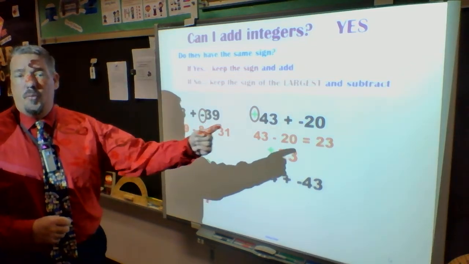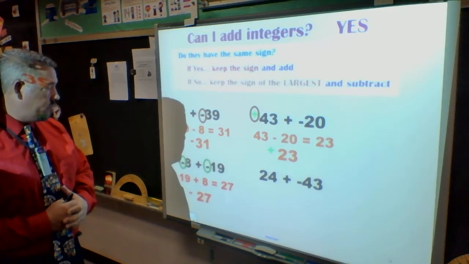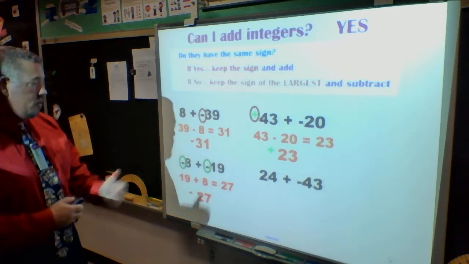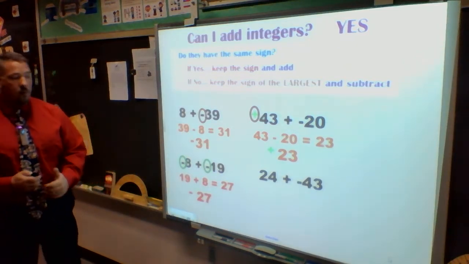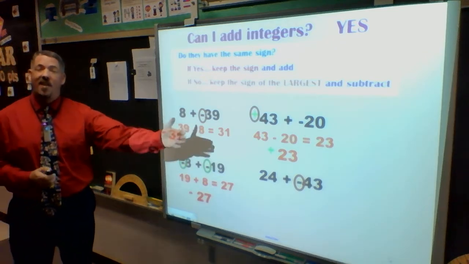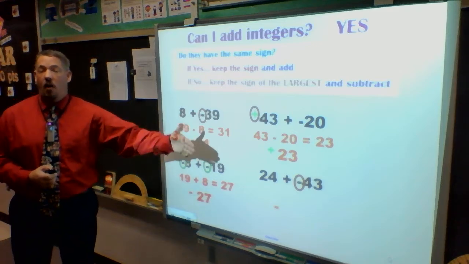24 plus negative 43. Can I add integers? Yes, I can. Do I have the same sign? No, I do not. So I'm going to keep the sign of the largest number. My largest number is 43, so I know my answer is going to be a negative answer. If it's a negative answer, then I know I have to subtract them.